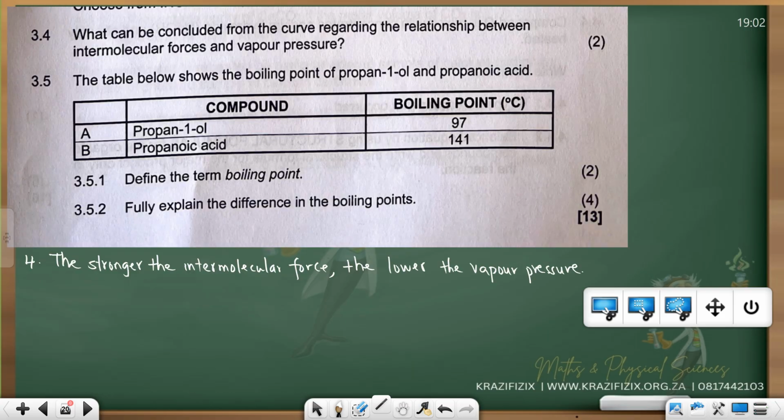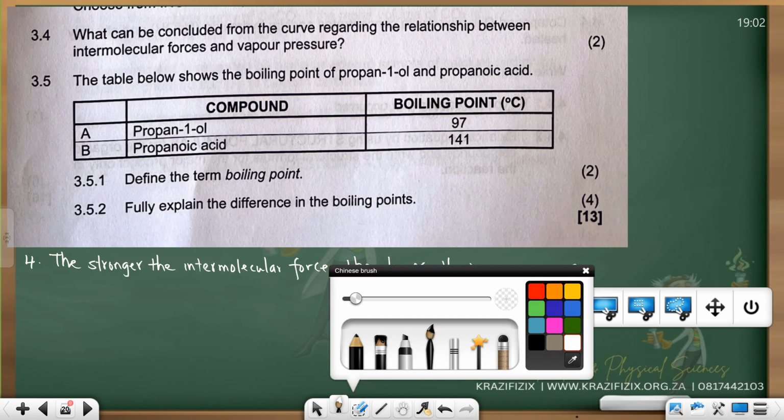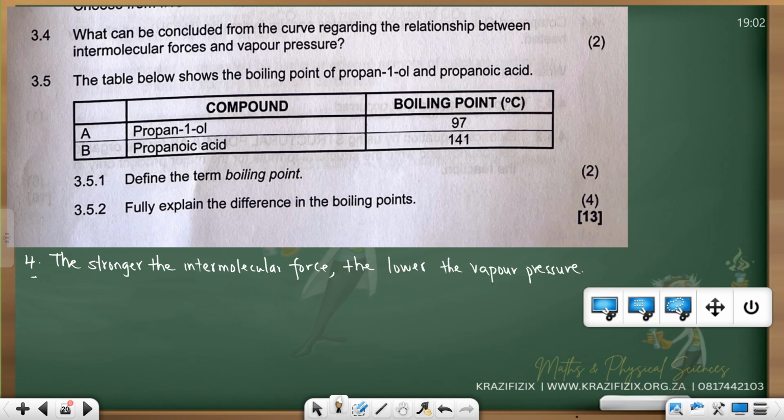No ways. All right. Define the term boiling point. We just defined that earlier on, right? The temperature at which the vapor pressure is equal to what? External atmospheric pressure. Okay. Fully explain the difference in the boiling point. This one we did also. ICE.